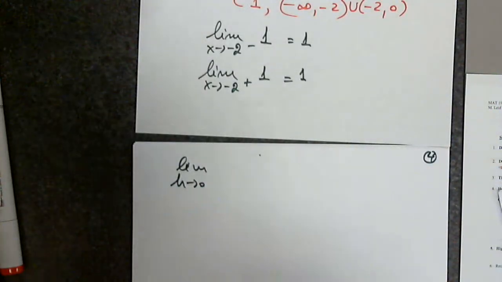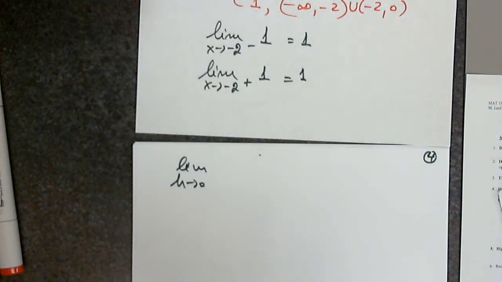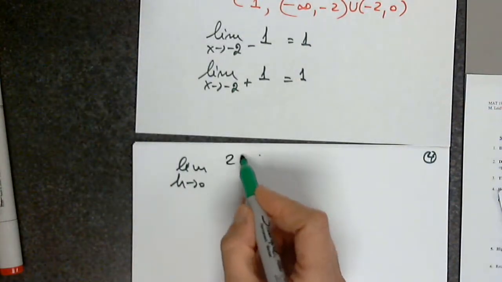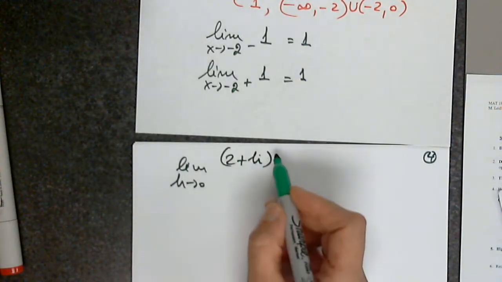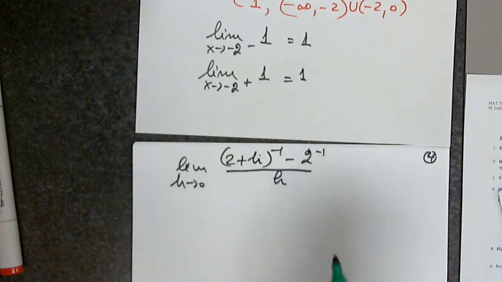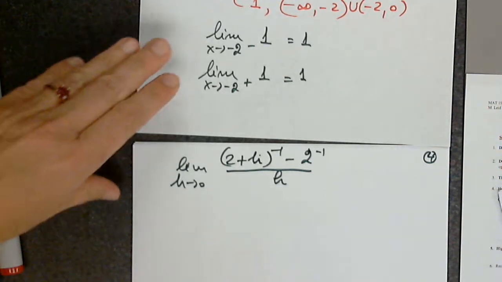There is no x. There is nothing you can plug in, right? But you put us in the middle of a problem and we haven't finished. No, I'm sorry. There is no x in there. It's 2 plus h to negative 1 minus 2 to negative 1, divided by h. So, sorry about that. Okay.